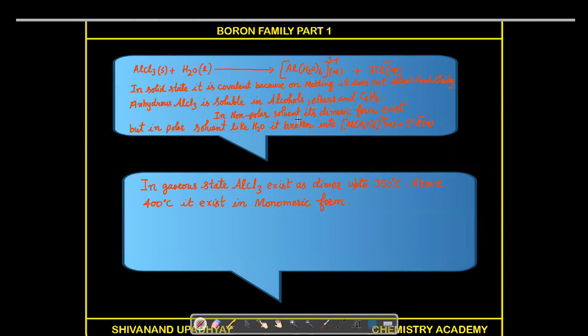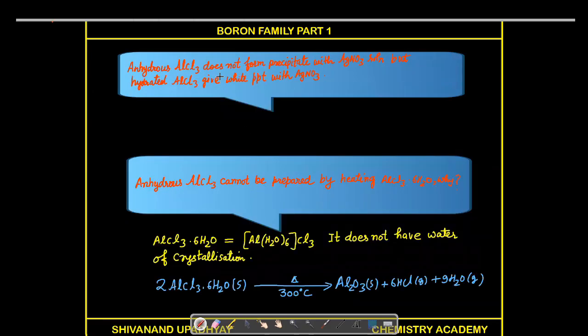In non-polar solvent, it exists in dimeric form, while in polar solvent like water, it is existing in the form of ions, as we are discussing, because the hydration energy of aluminium plus 3 and Cl minus ion is greater than the ionization energy of aluminium to aluminium plus 3. So this is the point. Now regarding this, there is another question: anhydrous AlCl3 does not form precipitate with AgNO3 solution, but hydrated AlCl3 gives white precipitate with AgNO3. If you see anhydrous AlCl3, it is covalent.